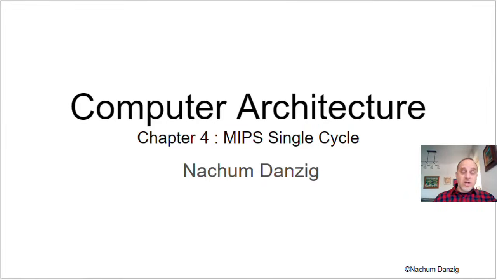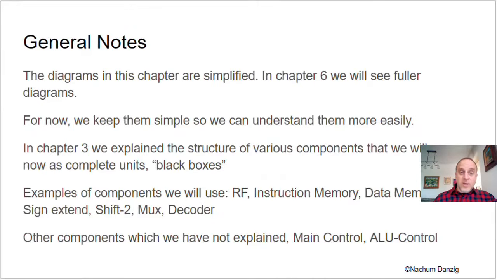So let's get started. General notes: some of these diagrams are simplified, and we'll see more detailed diagrams in other videos. We have previously discussed various components like the register file, the RF, the instruction memory, the data memory, and the ALU, and how it's constructed. We didn't discuss exactly the sign extension and the shift operators, but they're rather simple.